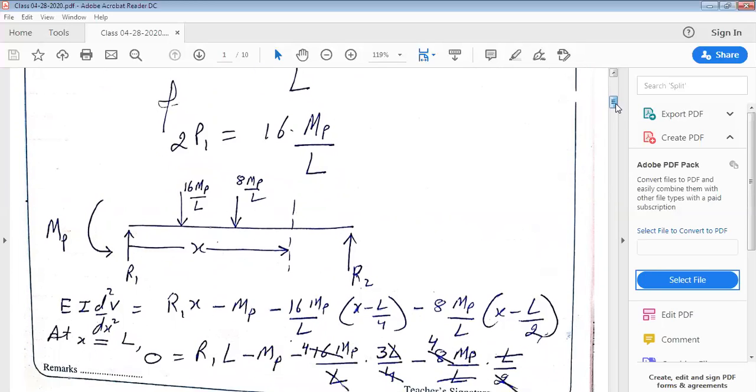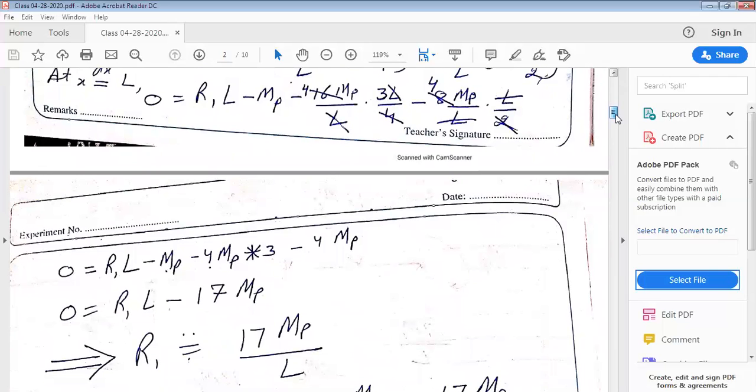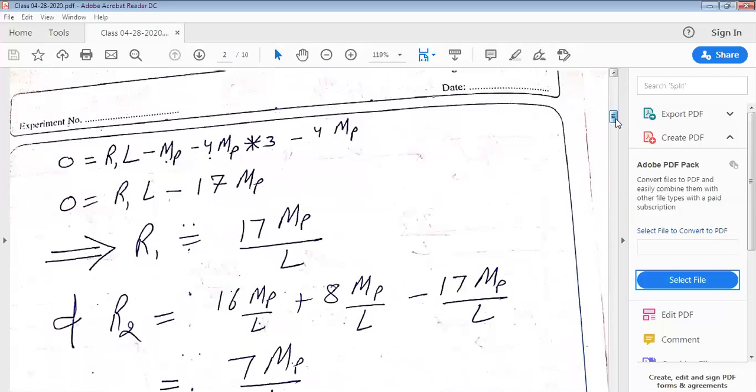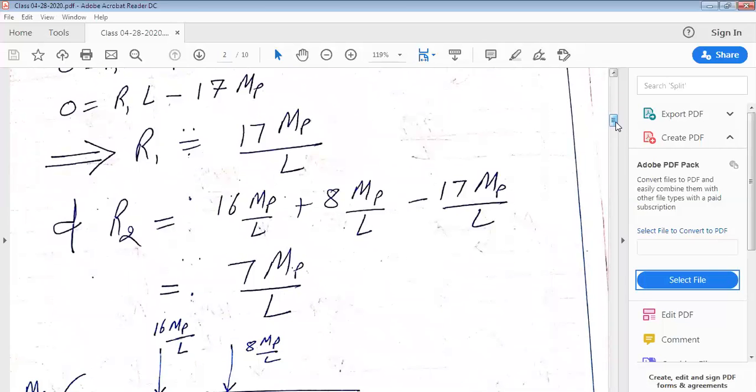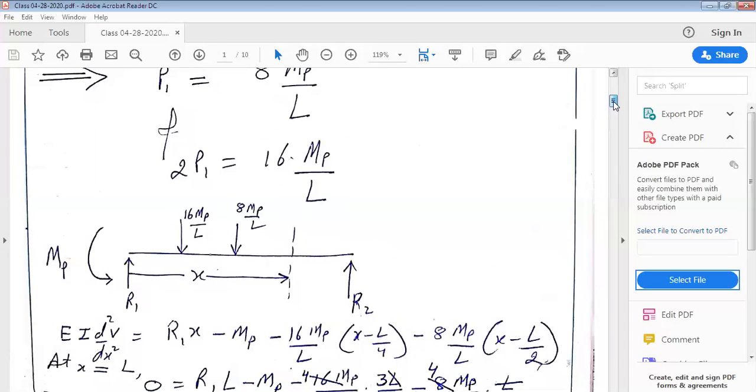At x equal to L, that means at the rightmost end, the moment would be 0. So that gives us 0 equals R1L minus MP minus 16 MP by L into 3L by 4 minus 8 MP by L into L by 2. From here, R1 comes out to be 17 MP by L and R2 comes out to be 7 MP by L. So we have found the reactions capital R1 and capital R2.